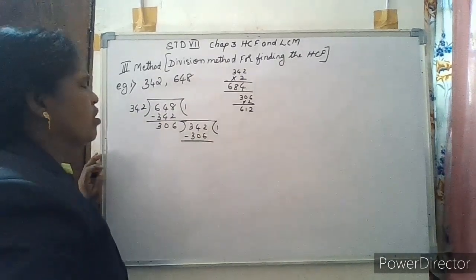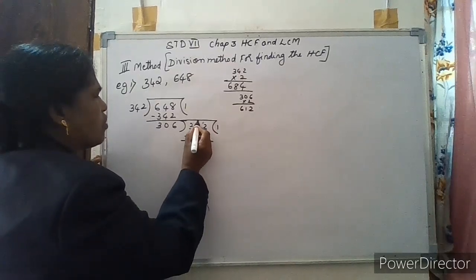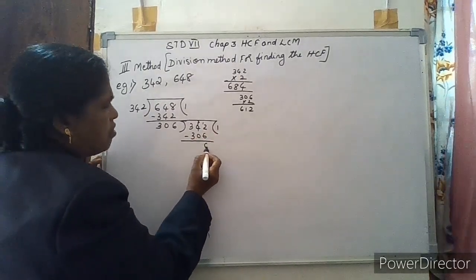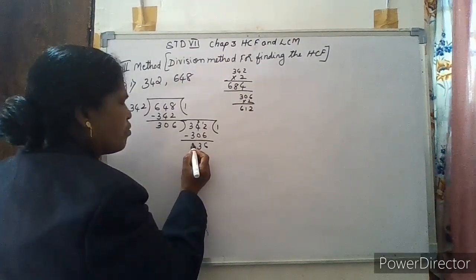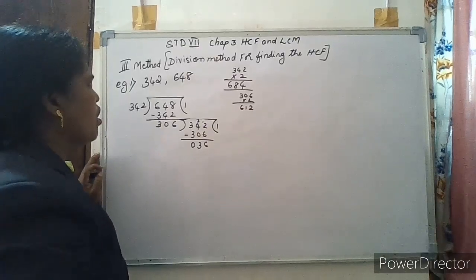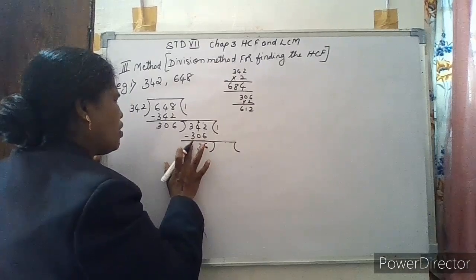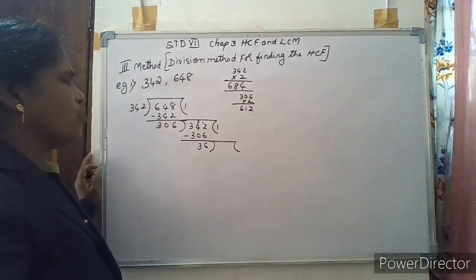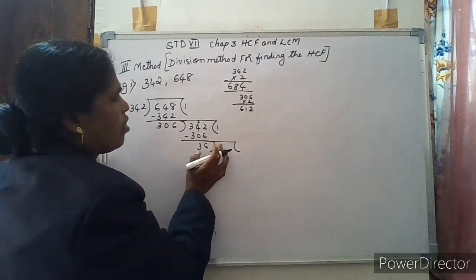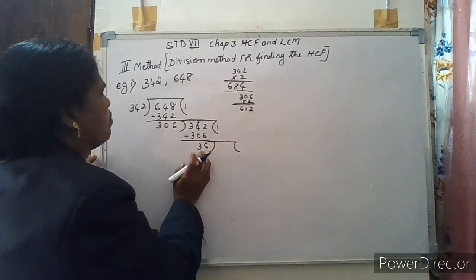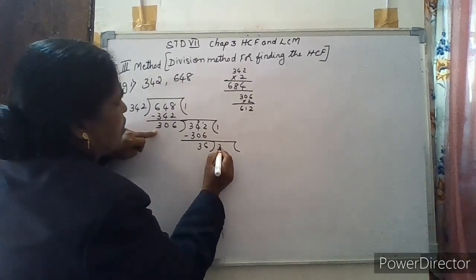So do subtraction. 2 minus 6 not possible. Borrow 1 here. It is 3 here. 12 minus 6 is 6. 3 is the remainder. Okay, this is 0. You don't write it now. If you don't write it, it is understood. Now take again this 36 as the divisor, and the previous divisor is the dividend now.